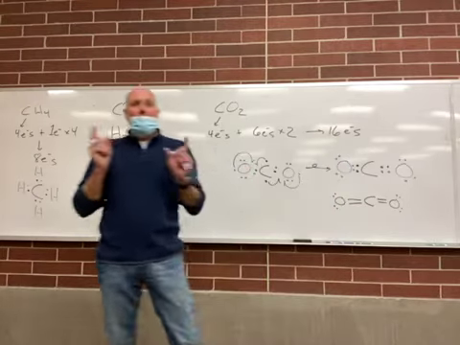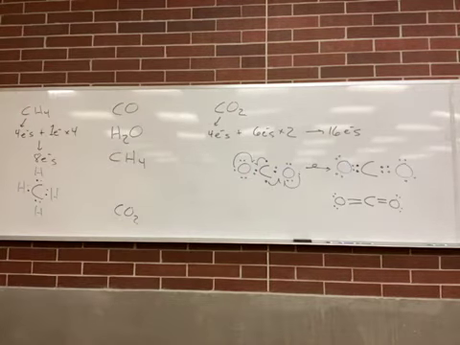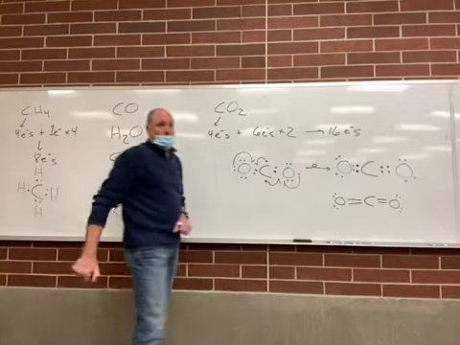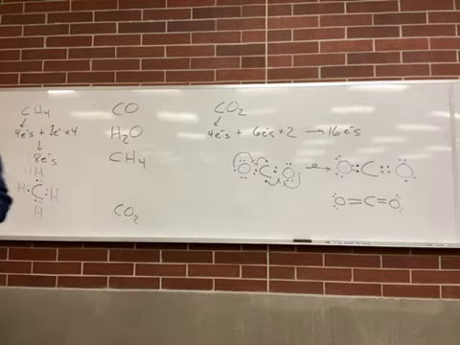So a line or a bond is 2 electrons. All right? Okay? So a bond is 2 electrons. Okay? Any questions on that?